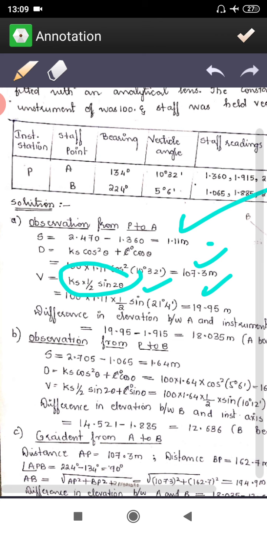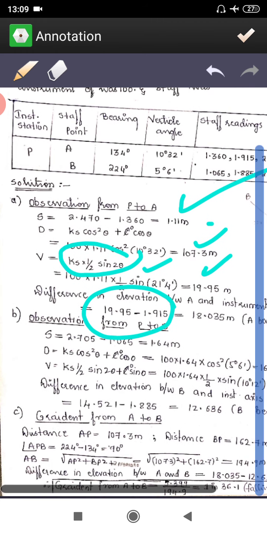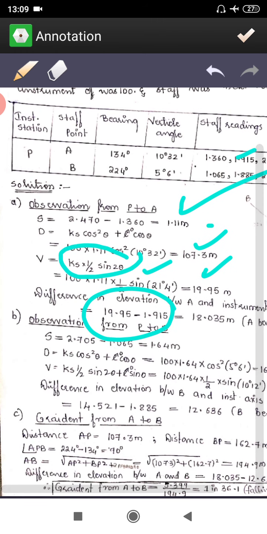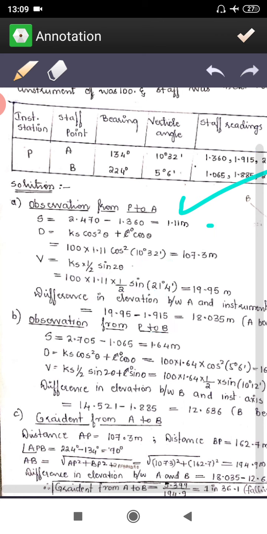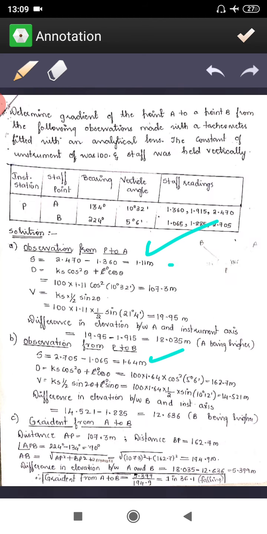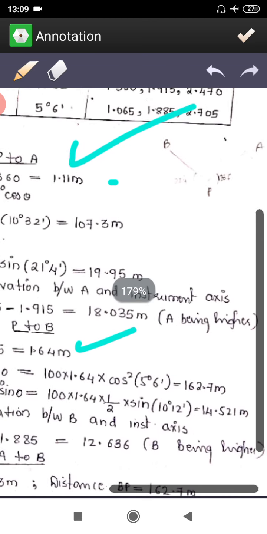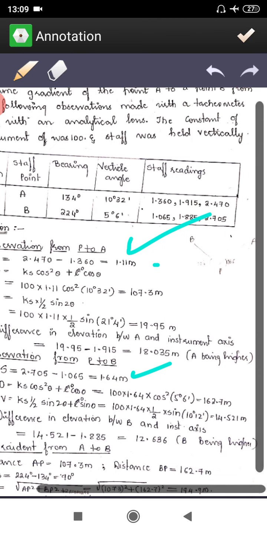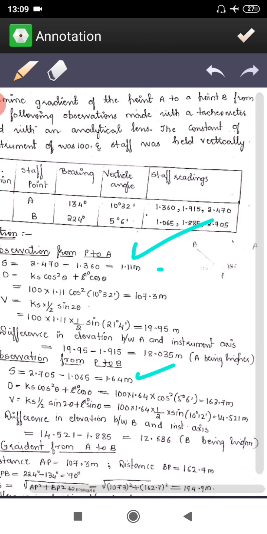Now difference in elevation between A and B is, see, this is 19.95 minus 1.95, right? This 1.95 is here, right? Now here you can see that 1.95, that is going to give you the difference in elevation. And now the same thing you can do from station P to B, where S is 1.64, D you are going to get as 162.7 meter, V is 14.51, and the difference is 14.52, sorry, 14.52 minus 1.885, it is going to be 12.696.